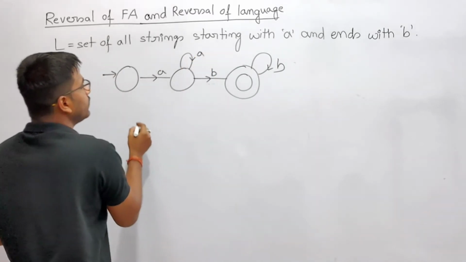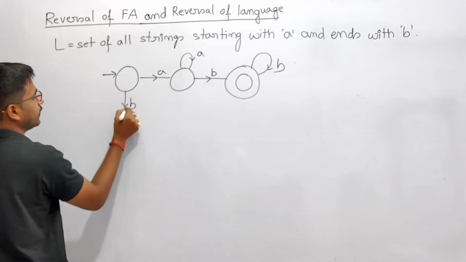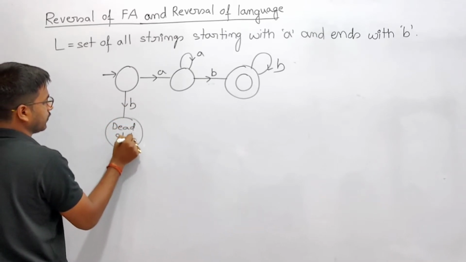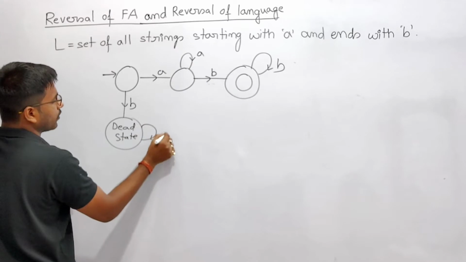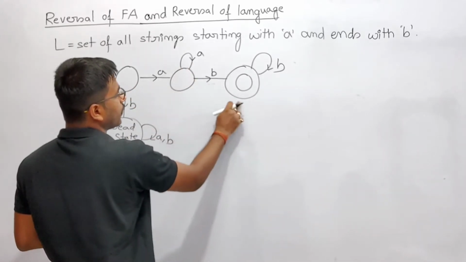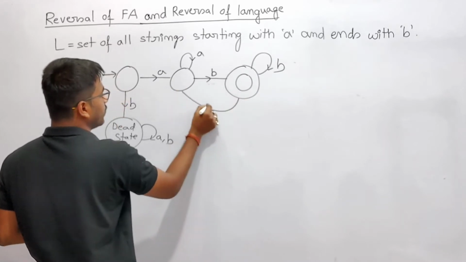If you are starting with B, then reject it, go to a dead state. Any combination of A, B can be there. So AB you have given, AB here also you have given. Now this state on getting A will come here.